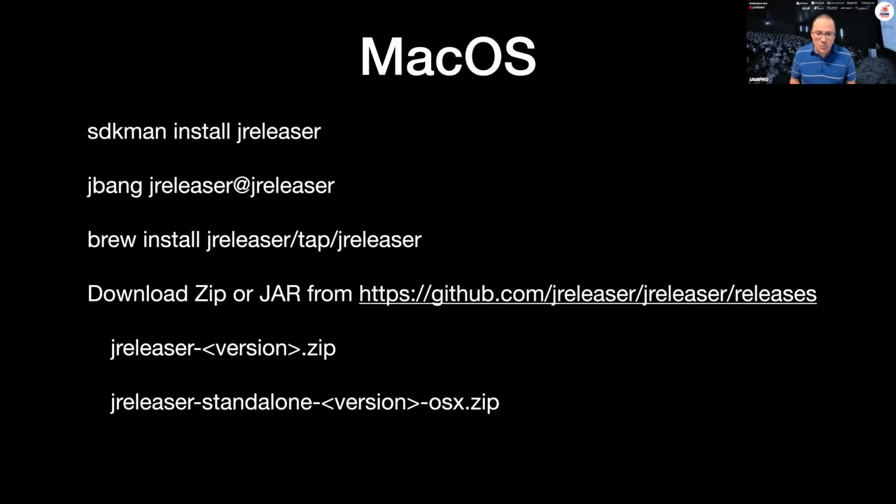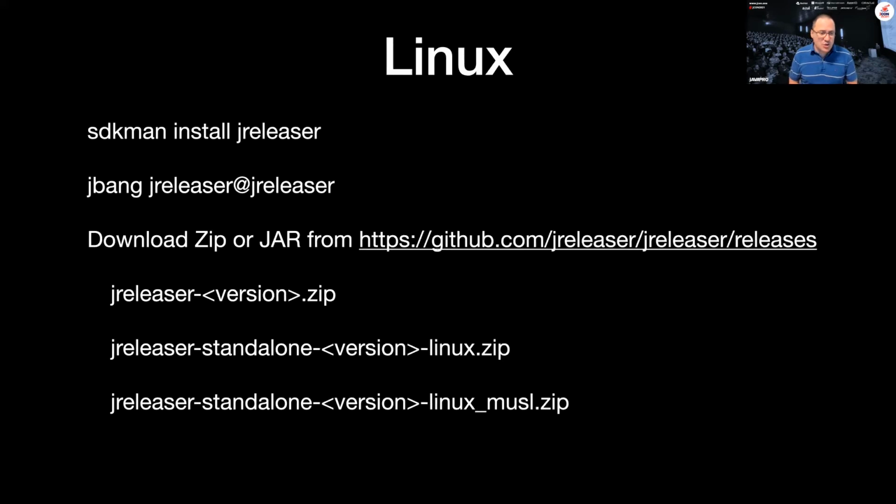Or you use brew, because why not? Use Homebrew. Or you can go to the release page and download either of these two zip files. The first one, like every other aspect before, expects a specific Java runtime to exist on your machine. It may be Java 8 as a minimum. But if you want to download a version that contains a custom Java runtime plus the JReleaser CLI, then use the JReleaser standalone. So you download this one, you don't need any previous Java, and just run it and it works.